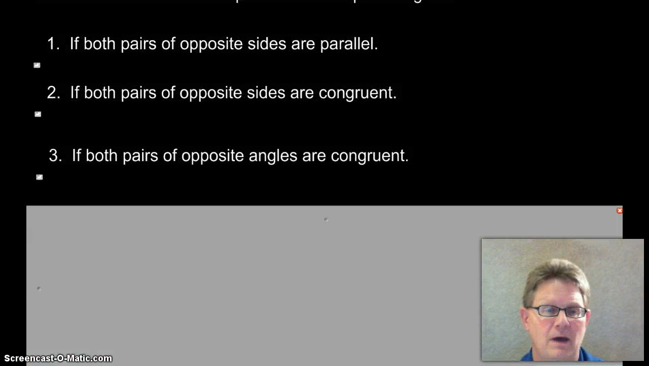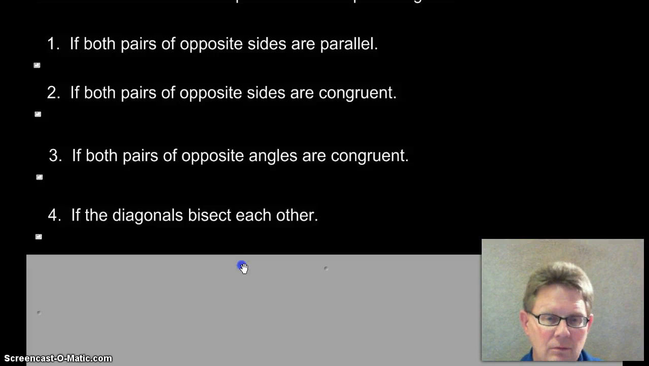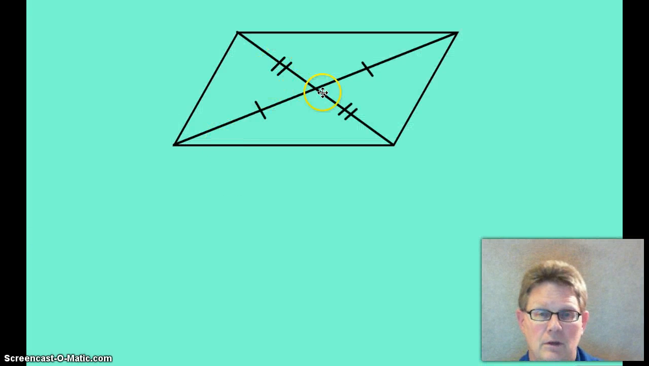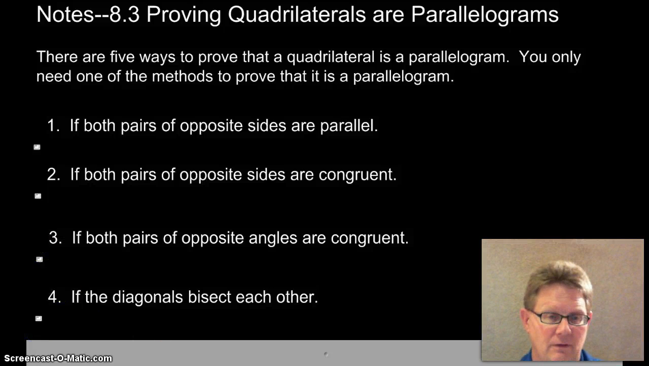The fourth method to prove that a quadrilateral is a parallelogram. If you can get a quadrilateral where the diagonals bisect each other, then that quadrilateral will have to be a parallelogram. Anytime in a quadrilateral, if the diagonals bisect each other, it has to be a parallelogram. And the last method.